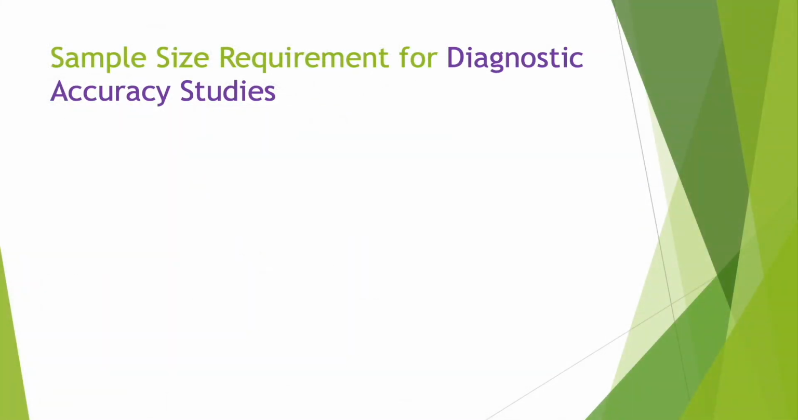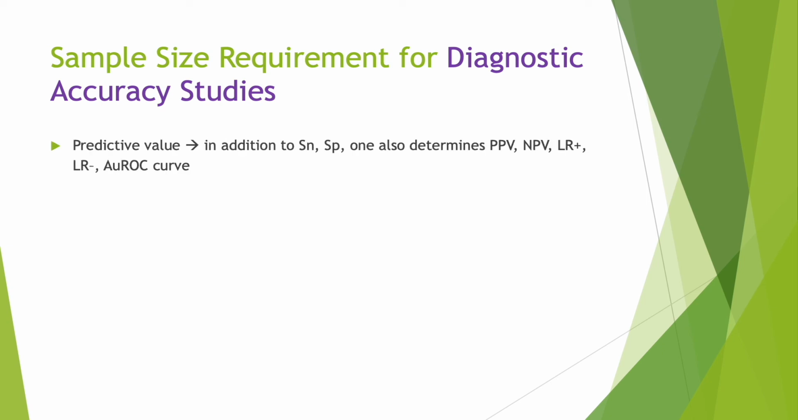Next on the list is determining the needed sample size for diagnostic accuracy studies. Now, basically, diagnostic accuracy studies, sometimes termed as simply diagnostic research, evaluate whether a particular test is able to discriminate between the presence and absence of a particular disease as determined by a reference or gold standard. Now, to put it loosely, diagnostic studies aim to determine the predictive value of a test under investigation.